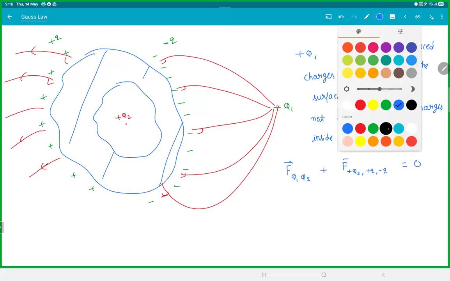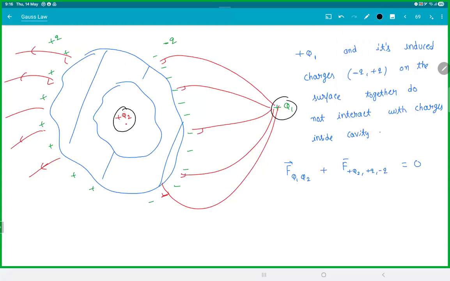So if I ask you this question, is this plus Q1 repelling Q2? Yes, Q1 and Q2 are repelling. What is this minus Q doing? This minus Q is attracting. This plus Q is repelling. So this force and this force are cancelling out. Are you clear with this?